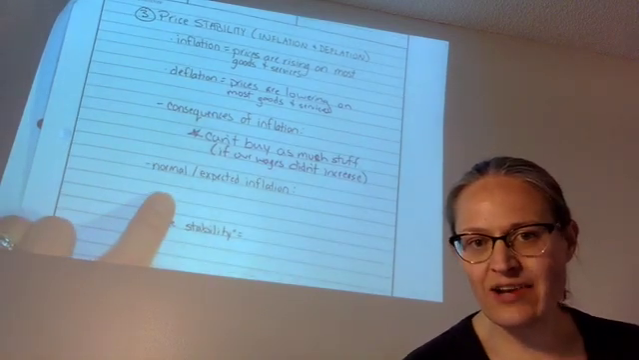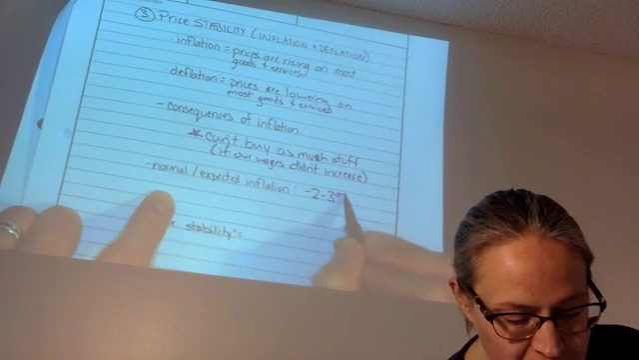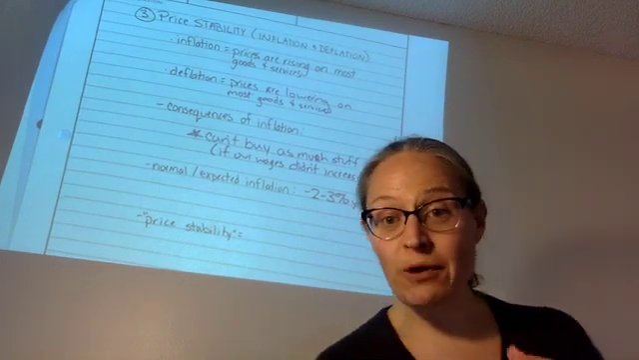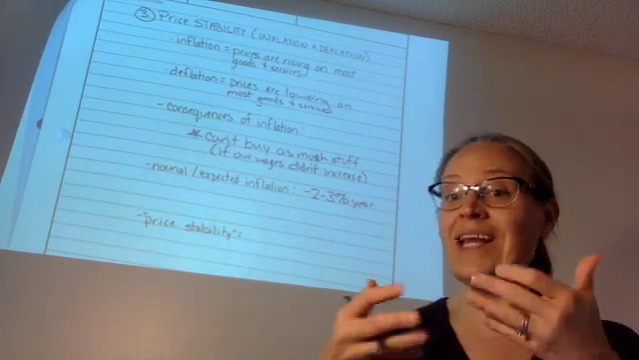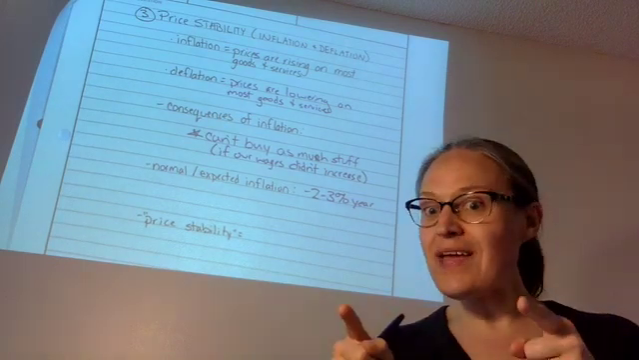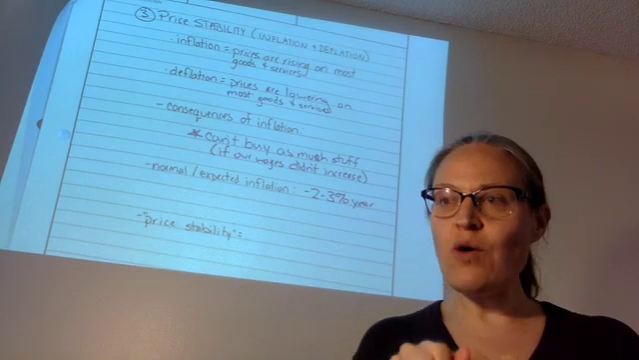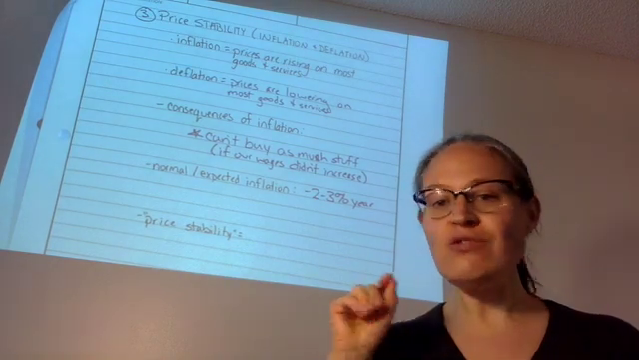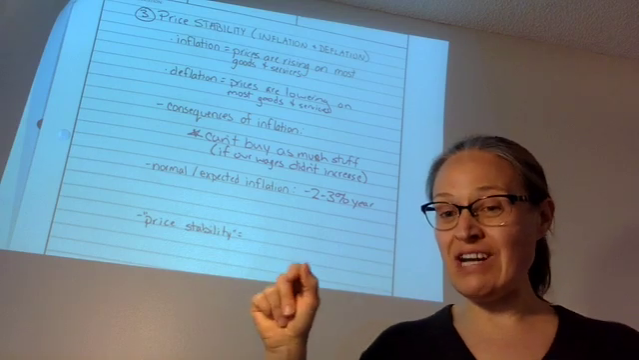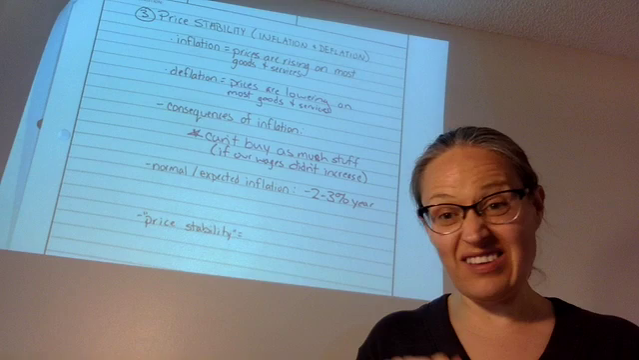Expected or normal inflation is actually 2 to 3% a year, which means that the amount of money a person makes, their wages, their income, needs to increase by 2 to 3% a year just to be able to buy the same amount of stuff that they could the year before. So if you're working a job and you do not get at least a 2 to 3% raise every single year, it's like you're actually making less money each year. That's not a good thing.